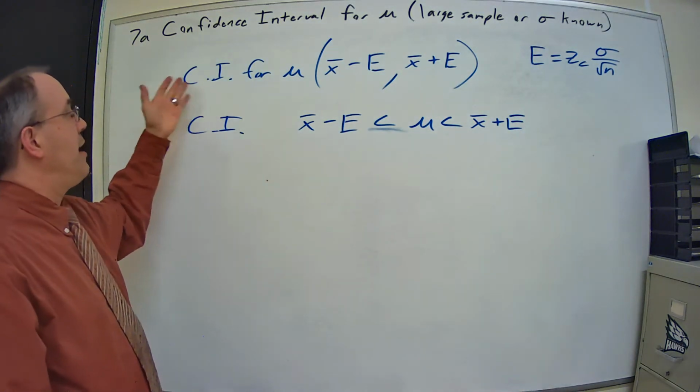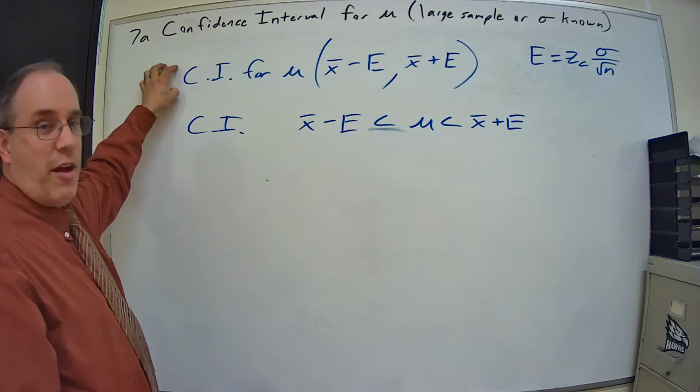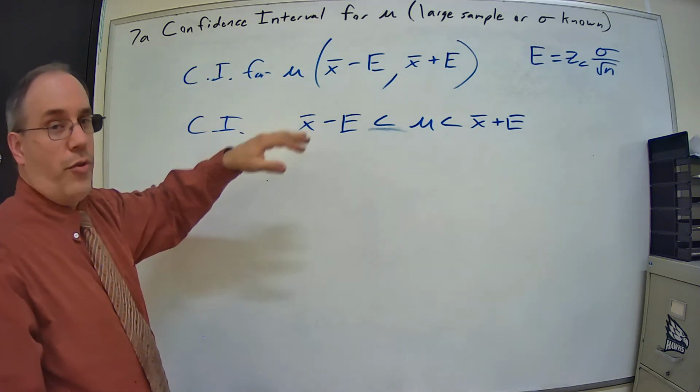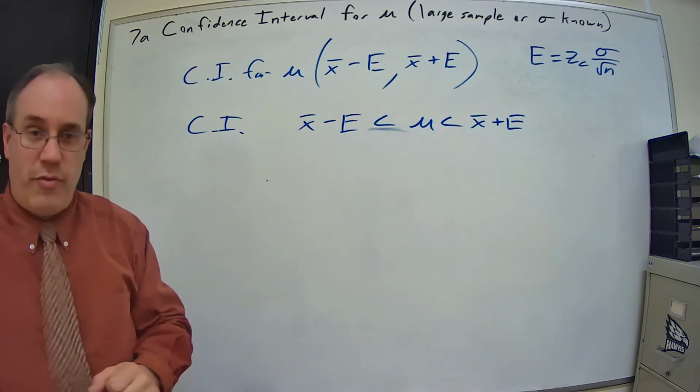Do it like this, and remember we have to state what that confidence level is. So a 95% confidence interval for mu, or a 90% confidence interval for mu.